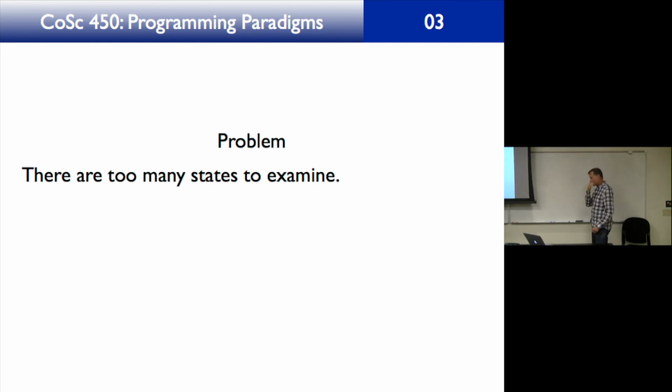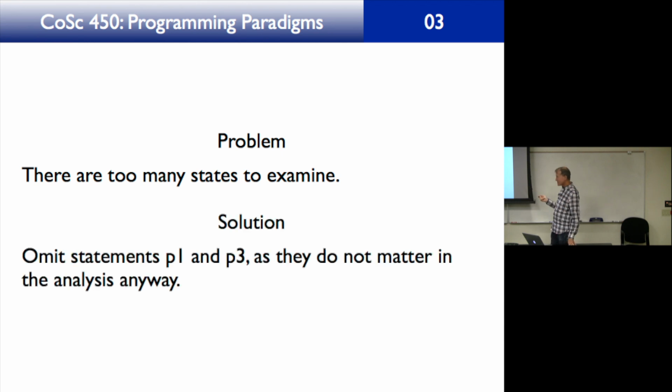So here's the next concept in our analysis tools. There's too many states to examine. But look at this. Why don't we just omit P1 and P3? Because what is P1? That's just a non-critical section. What happens there is irrelevant. You see what I mean? And furthermore, what about P3? That's just the critical section. What happens there is irrelevant. Right? Because it's not controlling anything.